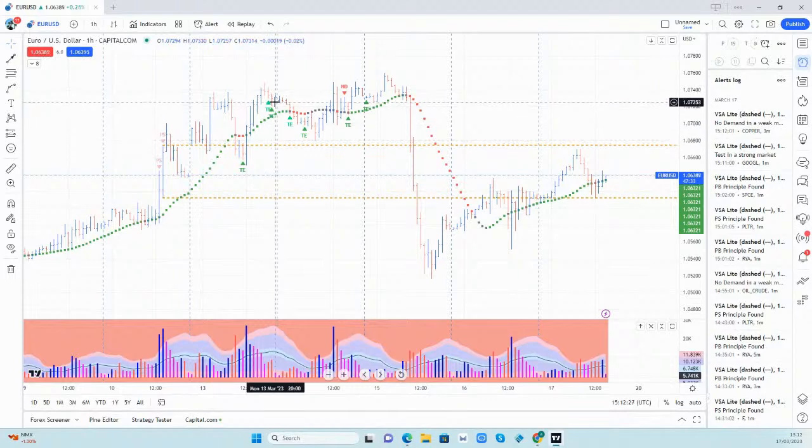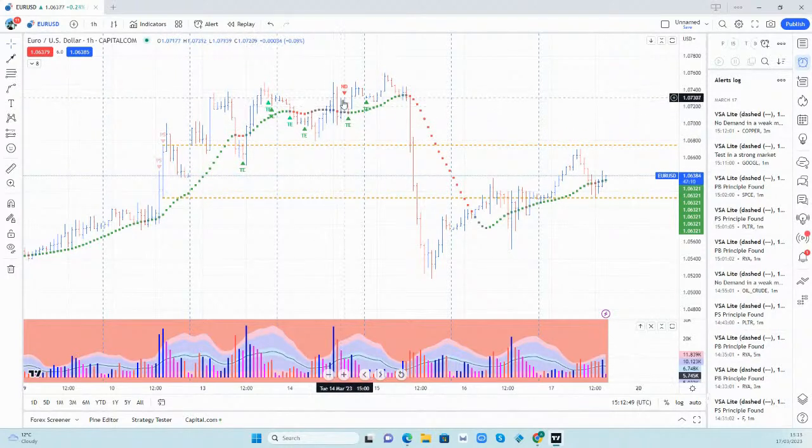I'll wait for it because I want to see this failed test make a reaction. It did. Then there was another test that failed, came down. Then there was a test that was confirmed. I still wouldn't enter there. I wait for the market to change behavior again.